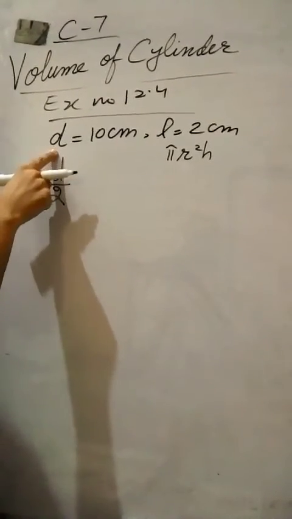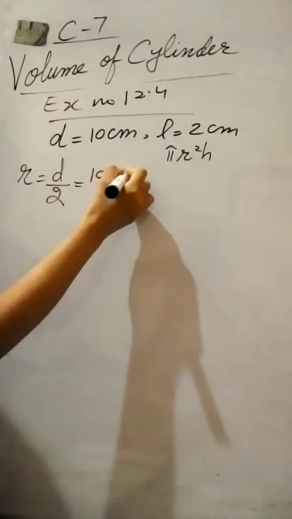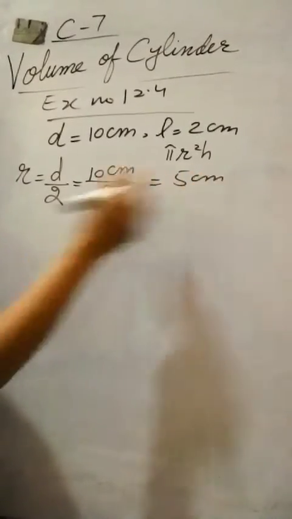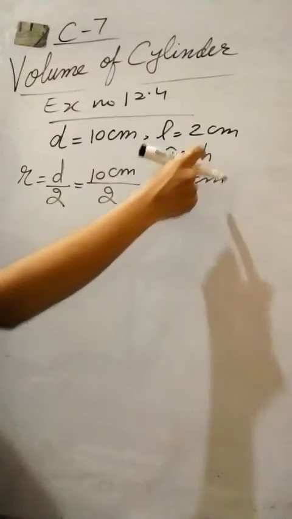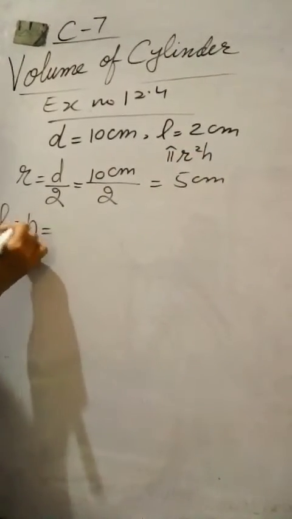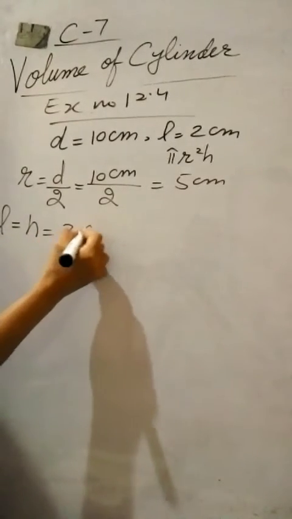So if we have a diameter, we can put it in the formula and get the answer. 10 centimeter divided by 2 and the radius will be 5 centimeter. Now we have radius 5 centimeter. And what about height? Length is also used as a height. So it's 2 centimeter.